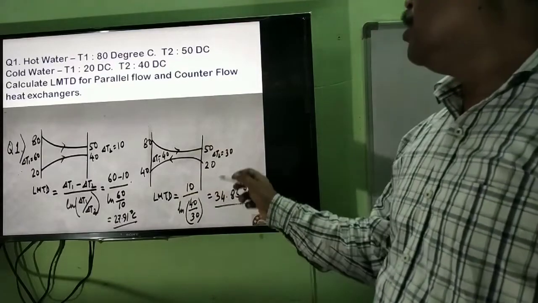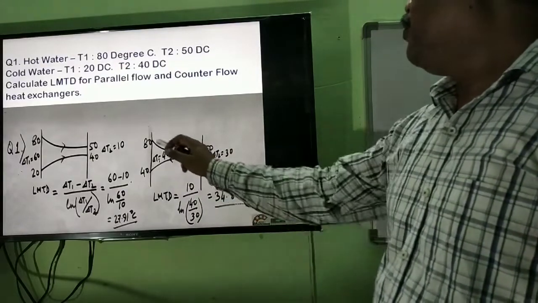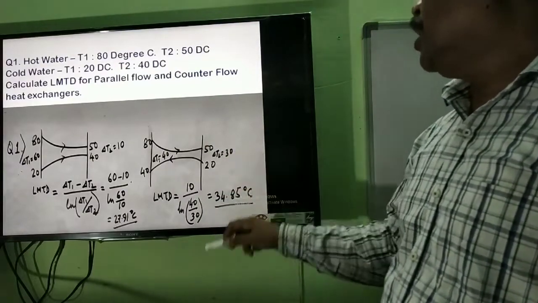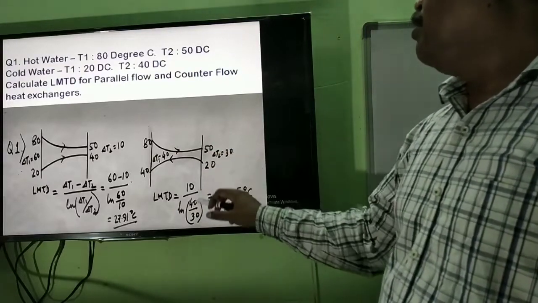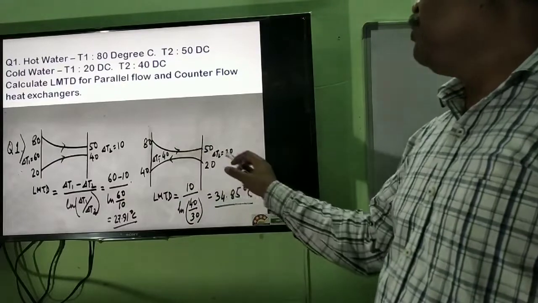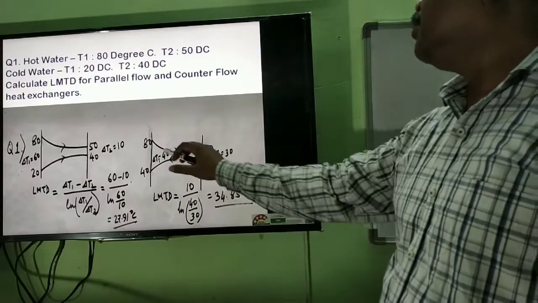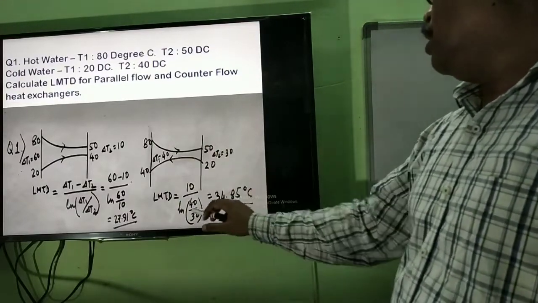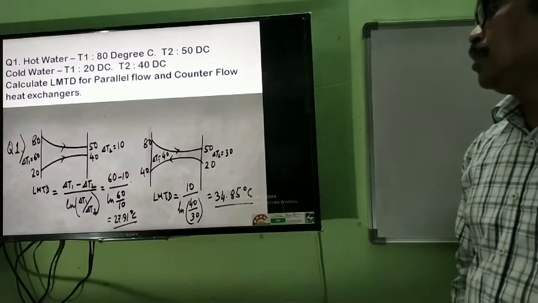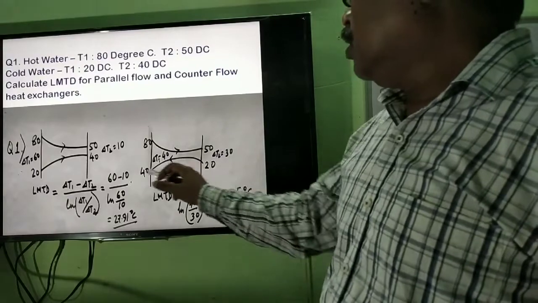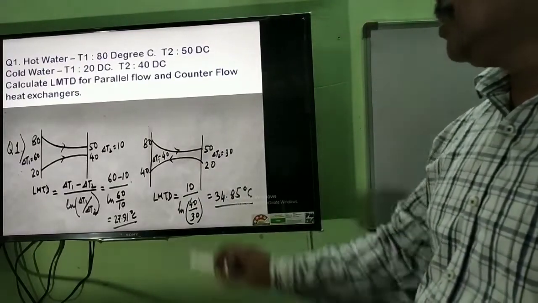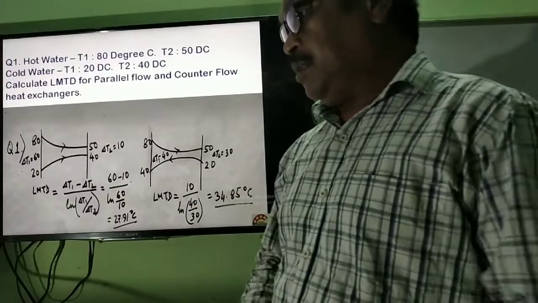Conversely for parallel flow, the same way, del T1 is 40 and del T2 is 50 minus 20, 30. So from the same formula this will be 40 minus 30, 10, divided by the logarithm of 40 by 30, and you can find 34.85 degrees. So for parallel flow, the LMTD will be lesser than for the counter flow heat exchanger.